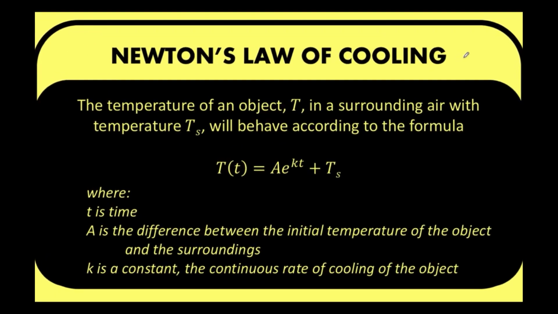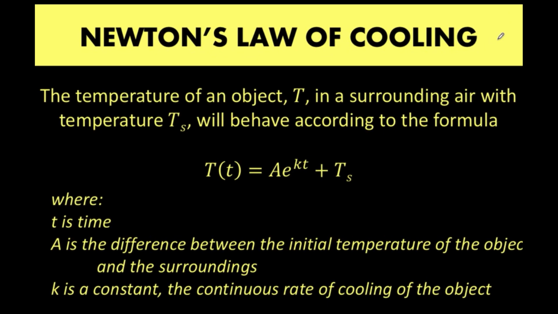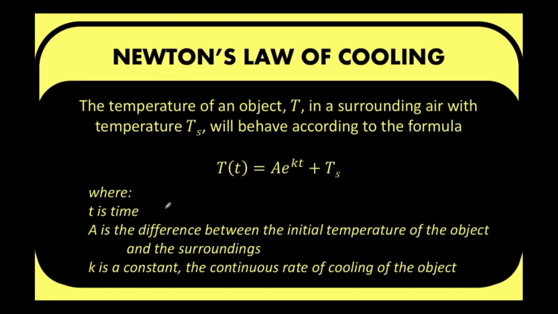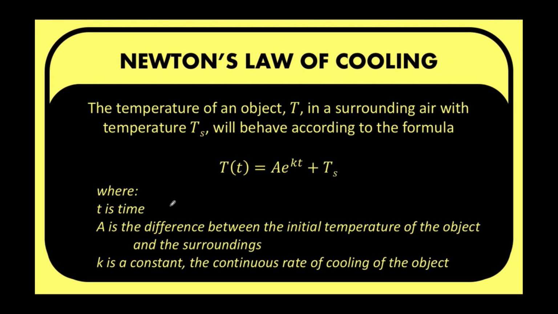Here is Newton's law of cooling. The temperature of an object T in a surrounding air with temperature T sub S will behave according to the formula T(t) = Ae^(kt) + T_s, where small letter t is the time in seconds, A is the difference between the initial temperature of the object and the surroundings, and k is a constant, the continuous rate of cooling of the object.